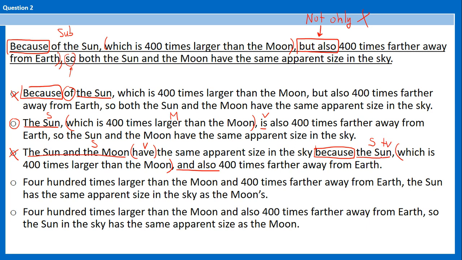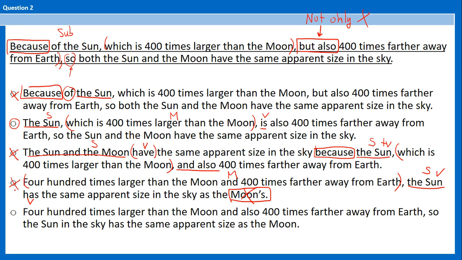Okay. In number 4, you have a long modifier at the beginning. 400 times larger than the moon and 400 times farther away from Earth. And that's describing the sun. The sun is my subject. Has is the verb. So the sun has the same apparent size in the sky as the moon's. And this possessive is wrong. It should be the moon. Why? Because you want to compare the sun to the moon.